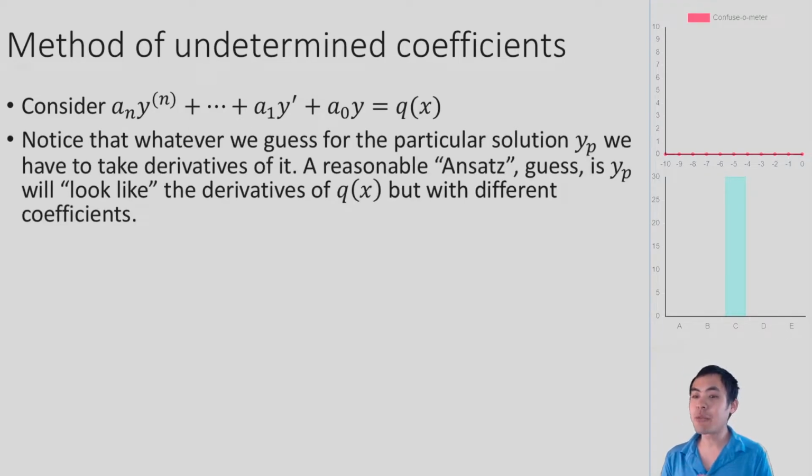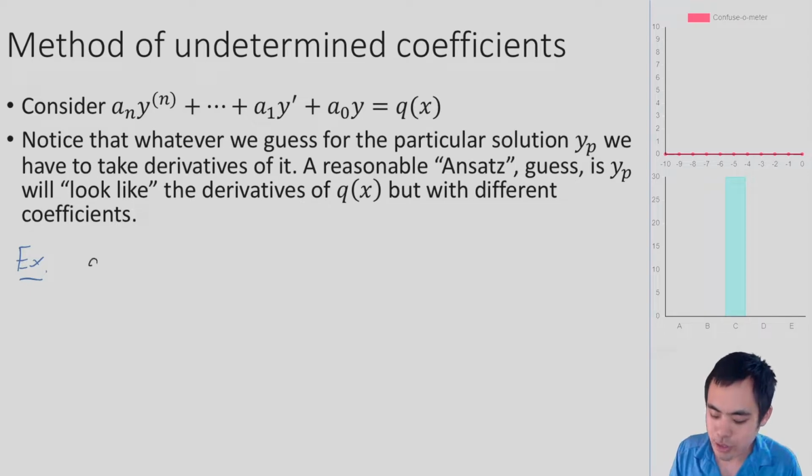Well, notice that whatever we guess for the particular solution yp, we have to take derivatives of it. A reasonable Ansatz, which is a fancy German word for a guess or an assumption, is that yp will look like the derivatives of q of x, but with different coefficients. So again, as we've done a couple times in this class, we're talking about the different ways to guess appropriate solutions, and then you solve to figure out exactly the coefficients.